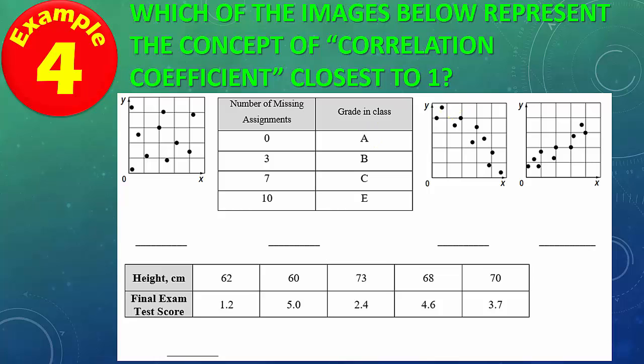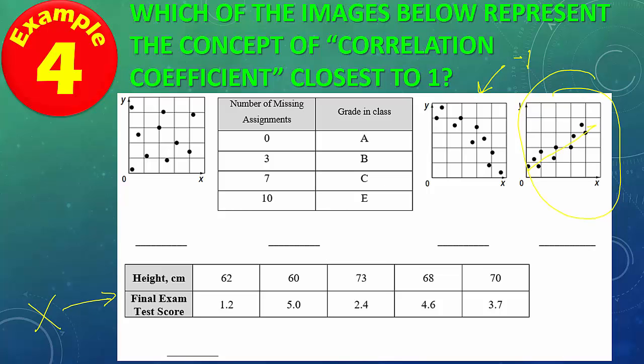If we look at this one, yeah, this is pretty close, but this is a negative correlation. So this one would be closest to 1, but not +1, -1. If we look at this one here, and you plugged this into your calculator, you'd notice that the correlation coefficient was again all over the place, and obviously height and final exam test score have nothing to do with each other, so that one would be no good. So what we're left with is this one right here. That is the one that would have the closest one.